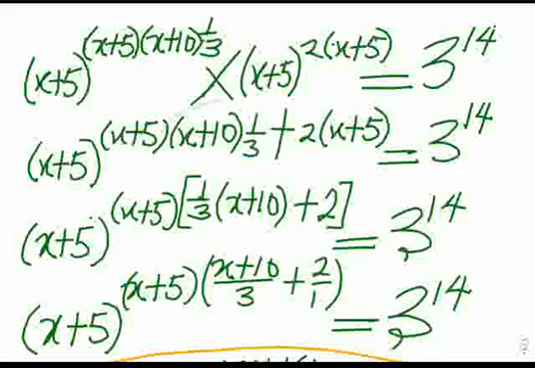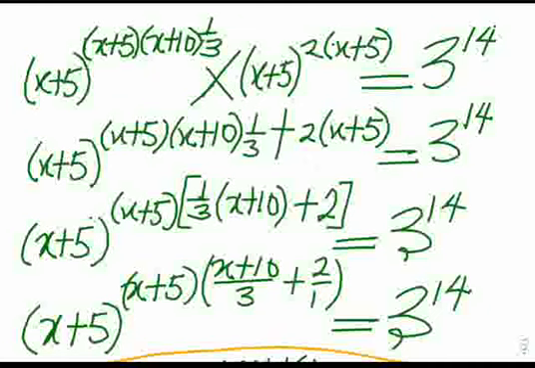Now looking at these powers we're adding, what do you notice? X plus 5 is a common power. Because x plus 5 is common, I decided to factorize it out. So factorizing out x plus 5, all of this divided by x plus 5 would leave this behind. All of these divided by x plus 5 would leave 2 behind, and this equals 3 raised to power 14.